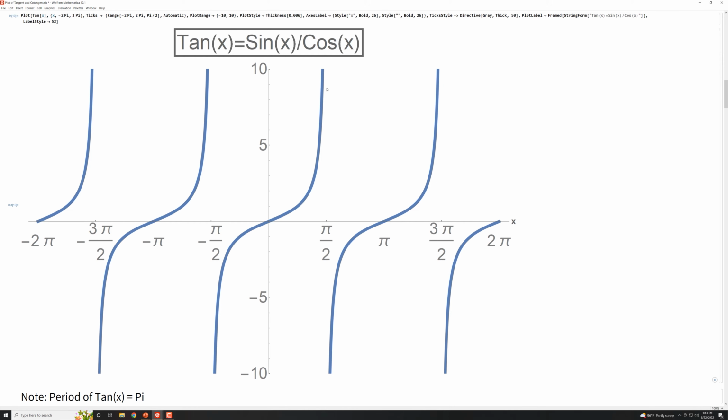Now, I don't have them drawn on this curve, but we can draw dotted lines here and call these vertical asymptotes between all of these positive and negative infinities, because the function here never gets to infinity. It just approaches it, and it never gets to negative infinity. It just approaches it there.